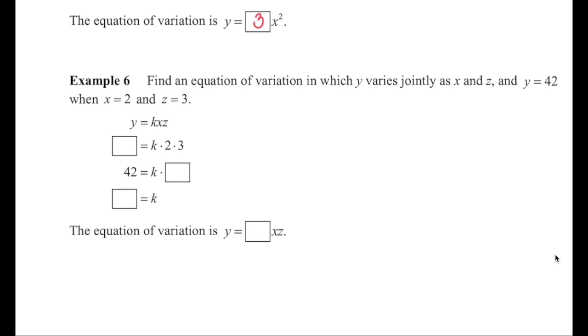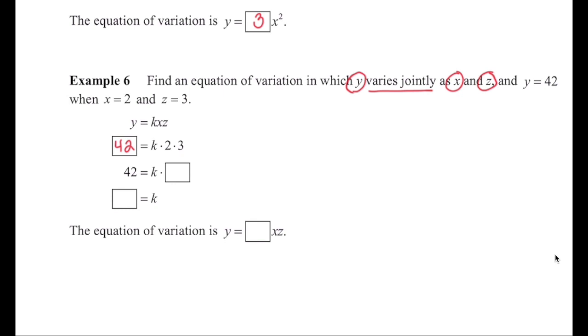Find an equation of variation in which y is varying jointly. That tells us that we're going to multiply together, then k times x and z. Y is equal to kxz. It's telling us that y is equal to 42, which is equal to k times our x value of 2 times our z value of 3. And we're just finding the equation. We're not doing anything else with it.